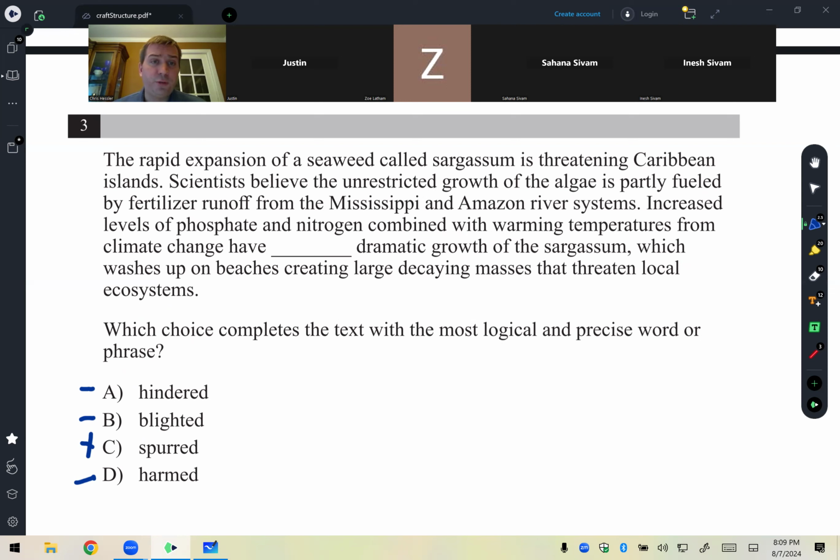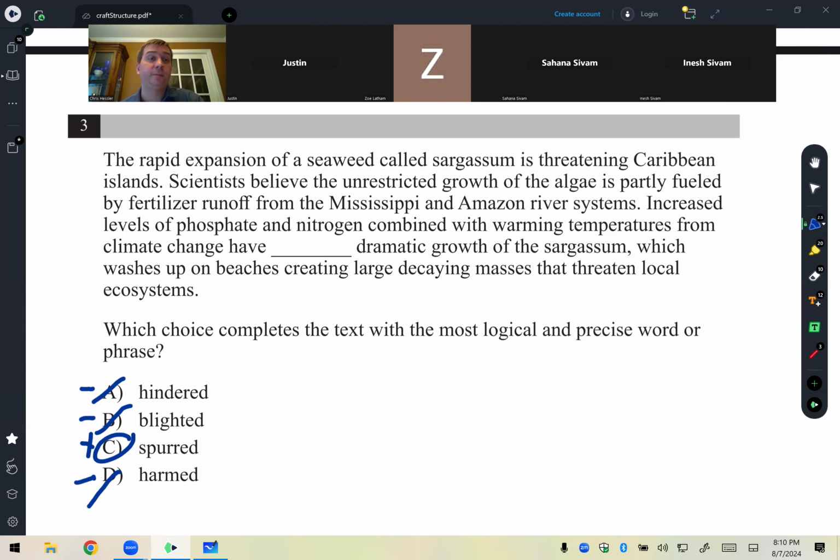Increased levels of phosphate and nitrogen. And if you're a gardener at all, you would probably know, if you give your plants phosphate and nitrogen, they're going to get huge, right? All right, increased levels of phosphate and nitrogen combined with warming temperatures from climate change have hindered or blighted their growth. Makes no sense. Harmed would make no sense. Let's try spurred. Increased levels of phosphate and nitrogen combined with warming temperatures from climate change have spurred dramatic growth of the sargassum.